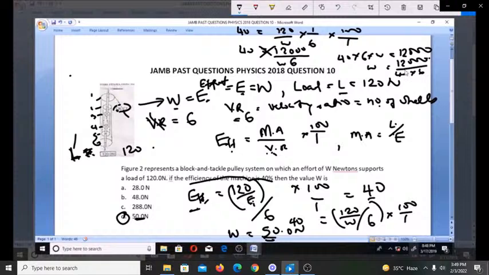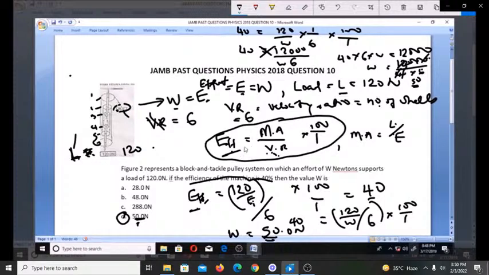So how do you cancel out? 0 here cancels 0. You have 4 here cancel 12, which will give us 3. So you have 300. 30 into 6 is 5, 0, 0. So we have 50. That's how we come about 50 newtons. So the correct answer is D, 50 newtons. Please note the formula that efficiency is equal to mechanical advantage over velocity ratio times 100 over 1. This is the formula that we use for this calculation.